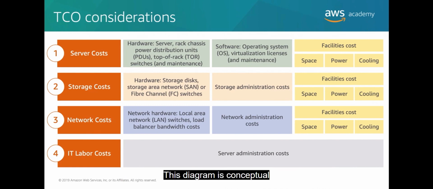This diagram is conceptual, and it does not include every cost item. Depending on the solution you are implementing, software costs can include database, management, and middle-tier costs. Facilities costs can include upgrades, maintenance, building security, taxes, and so on. IT labor costs can include security administration and application administration costs. This diagram includes an abbreviated list to demonstrate the type of costs that are involved in data center maintenance.